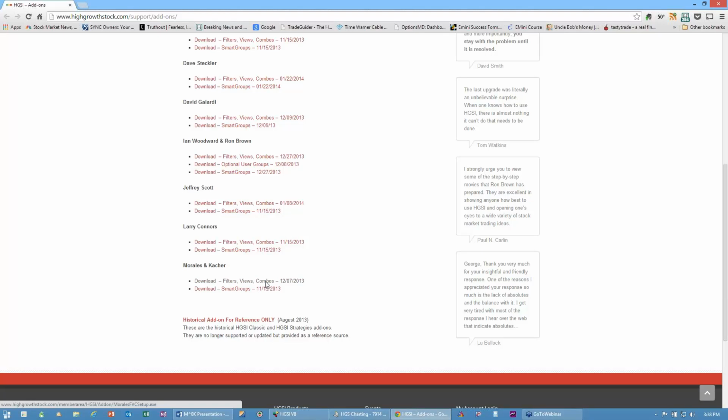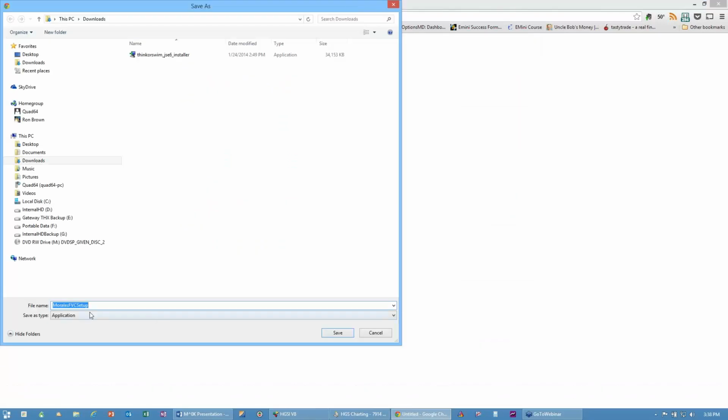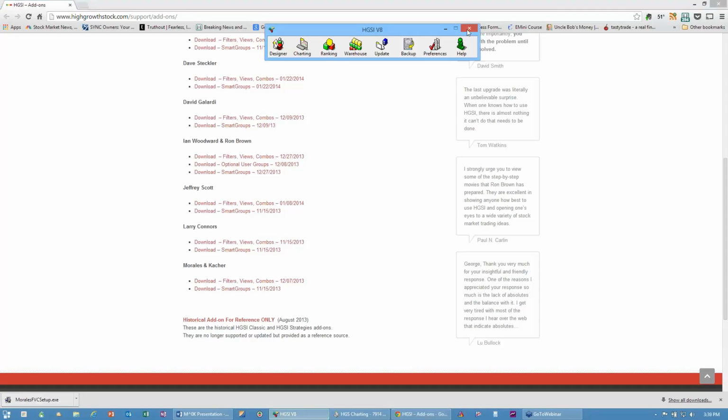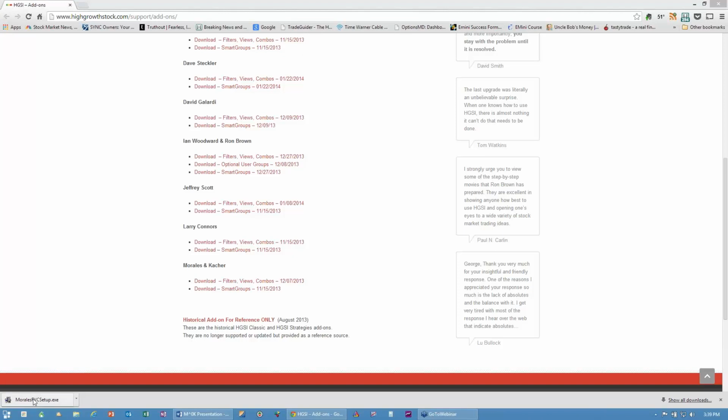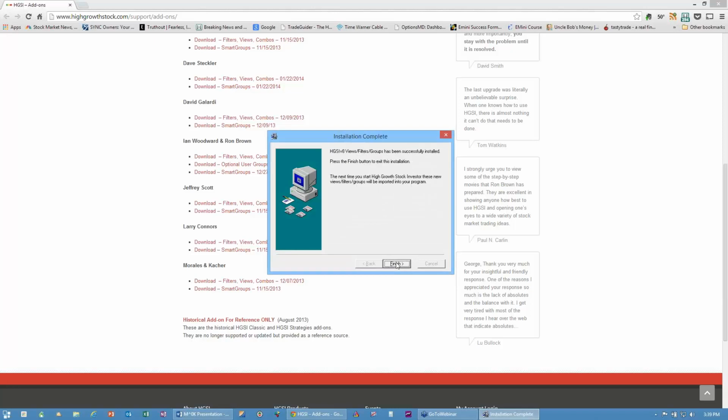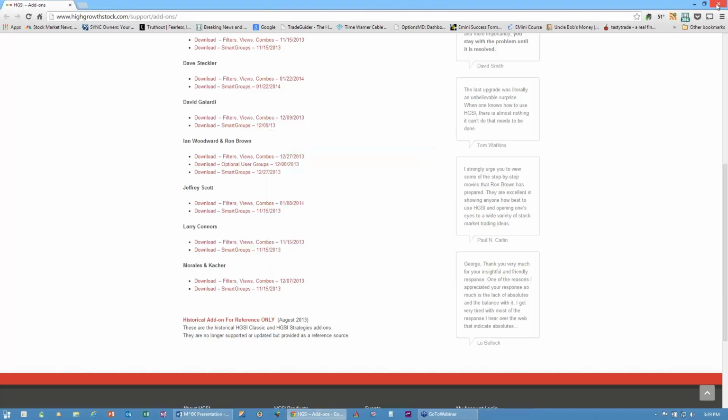But for now, all I need are the Morales view, filter, and combo setup. So I'm going to click on that and download it. And I have to make sure that HGSI is closed. So I'll close it. I'll double click on this. It's a very simple process. Okay, that's all there is to it.